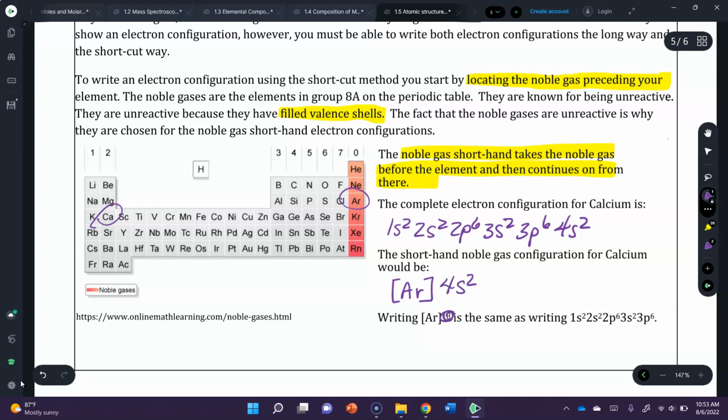They have an 18 here. You do not need to include that because you can tell from the periodic table that it has 18. You can include it. But what this is saying is that since argon has this electron configuration and it is an unreactive noble gas, we can use it to start our shortcut.